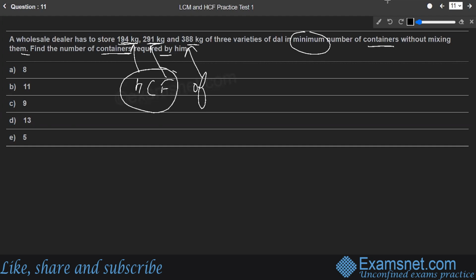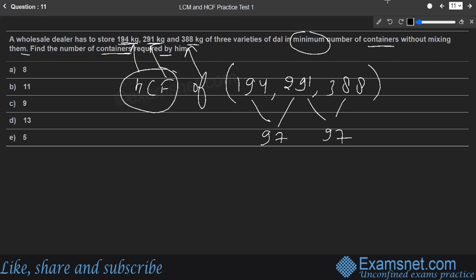That is by finding out the differences. We are supposed to find out the HCF of 194, 291 and 388. So we find the two differences. The difference between the first two numbers is 97, and the difference with the other number is by chance also 97. So clearly the HCF of these three numbers is nothing but 97. So the container size should be 97 kg, and then it will be completely able to contain all these weights.